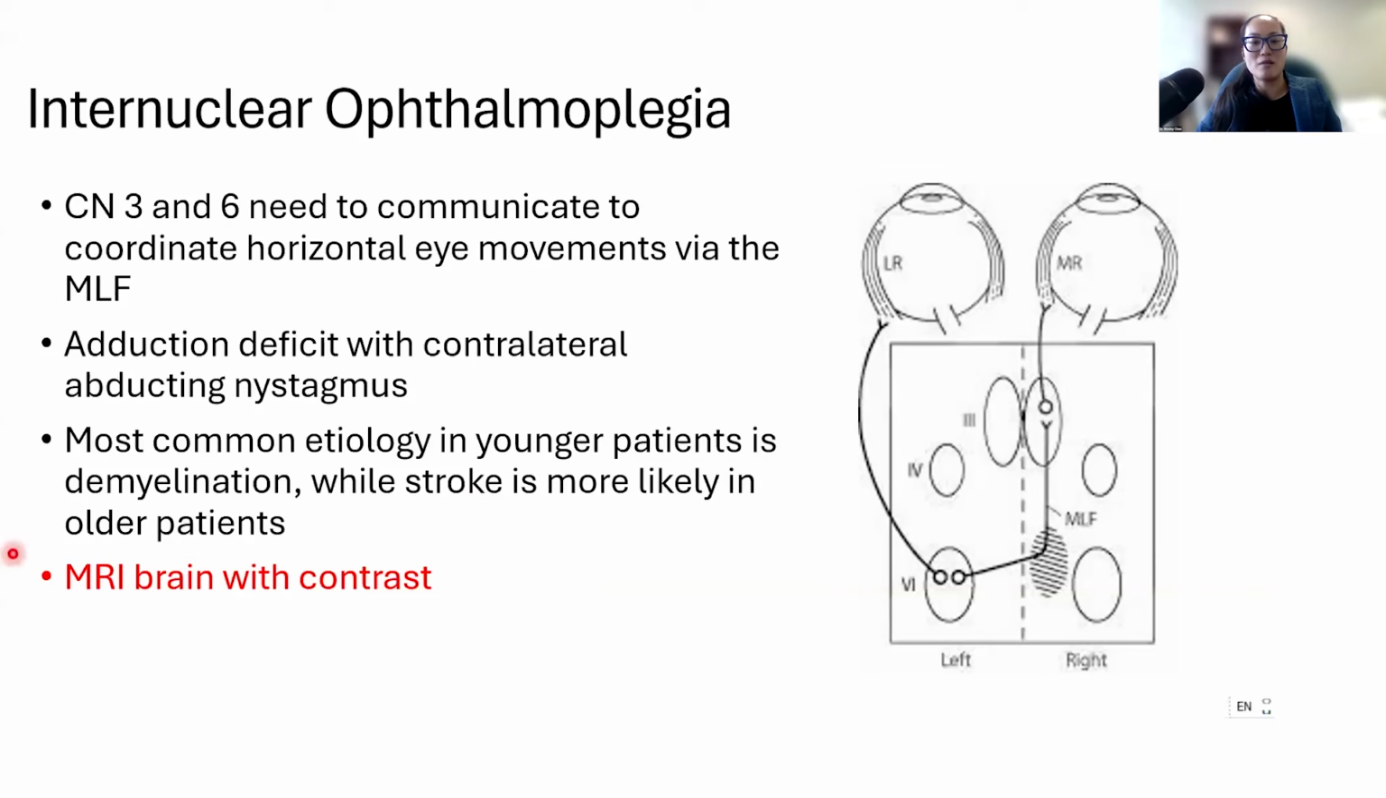And so the MRI brain with contrast achieves that, but in a pinch, the MRI brain is good for the demyelination because you find the white matter lesions. And then the CT scan in a pinch, if you can't get an MRI urgently, is also okay for stroke because you can get a CT, CTA, head and neck for that.